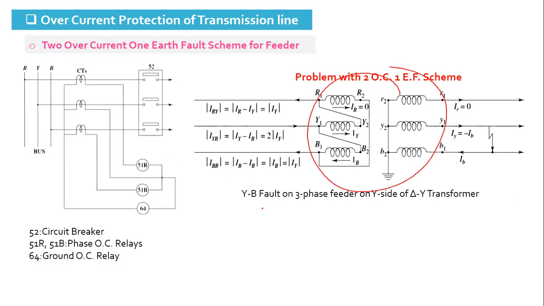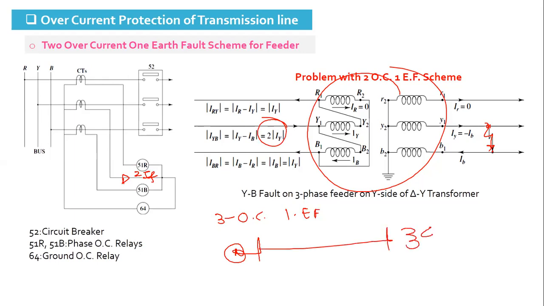The only problem with this scheme is that when there is a delta star transformer in between in the substation, any line to line fault on the star side will circulate double the fault current in one of the phases on the delta side. And suppose in that phase we have not put the relay, then possibly that phase circuit will get some damage, maybe practical damage. That is why in such a case, the 3 overcurrent 1 earth fault scheme is used when there is a feeder having a delta star transformer in between.